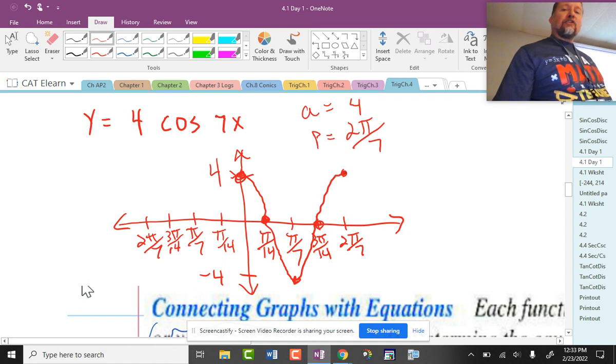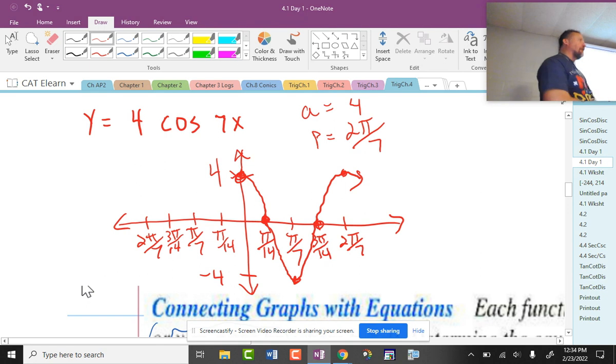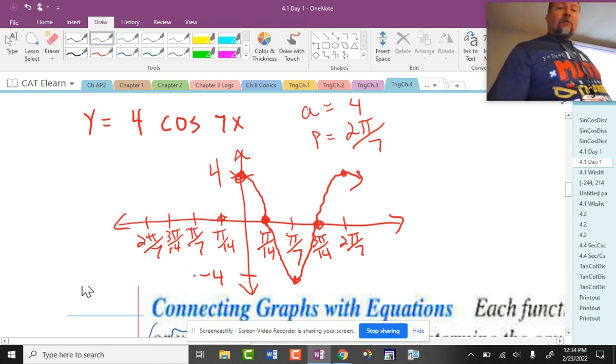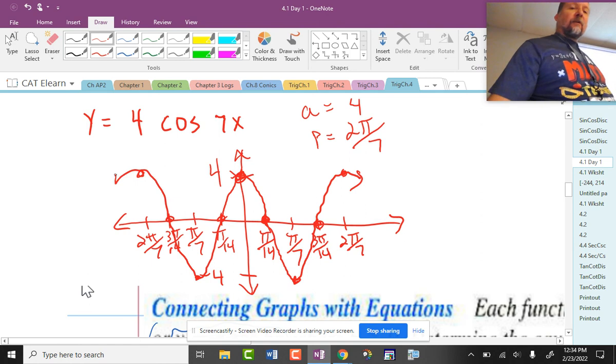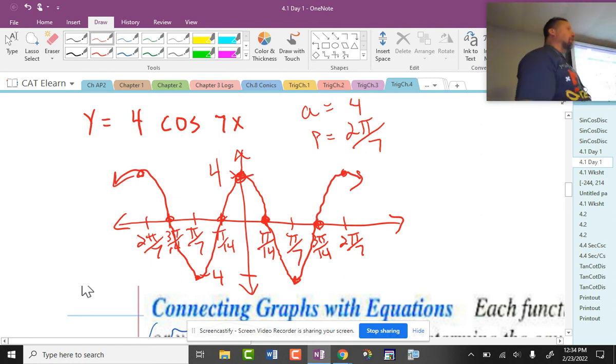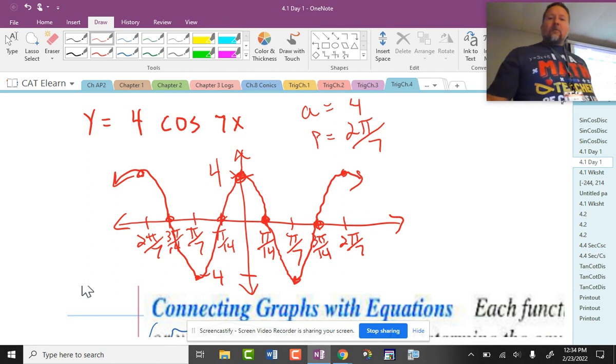Now the period has changed. Try to make it a nice smooth curve. See how at my old age I got a little wrinkly there. And then I'd ask pi over 14, comma 0. Pi over 7, comma -4. 3 pi over 14, comma 0. And then 2 pi over 7, comma. Might have a little exercise tomorrow on this, bouncing around the room and making sure that we know what we need to know as far as getting these graphs done. Okay. All right.